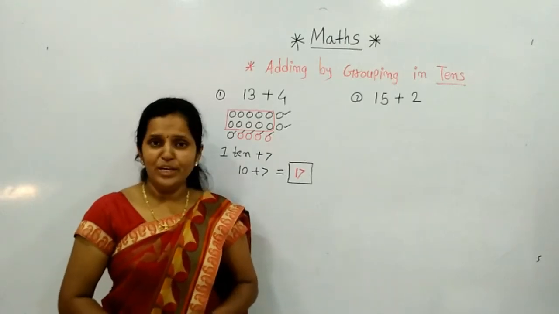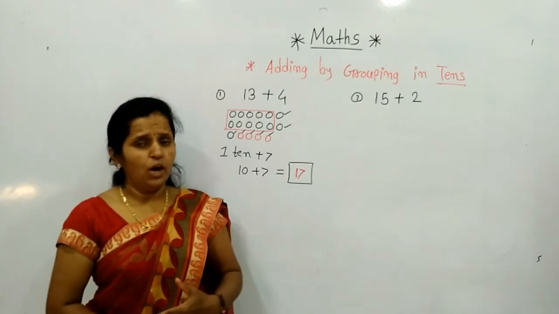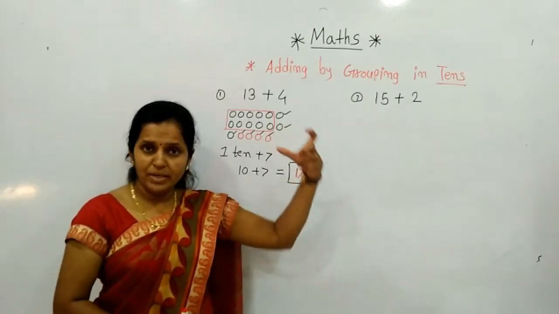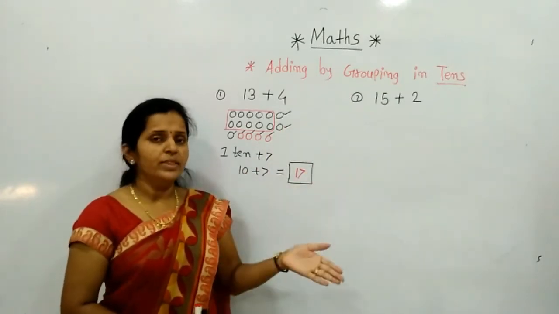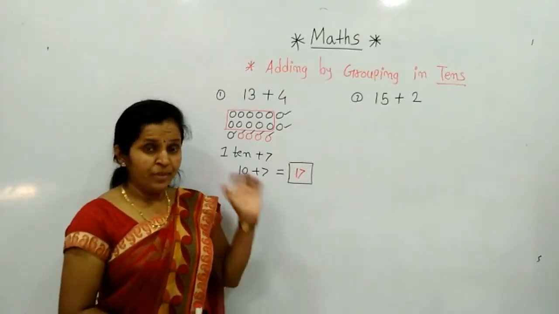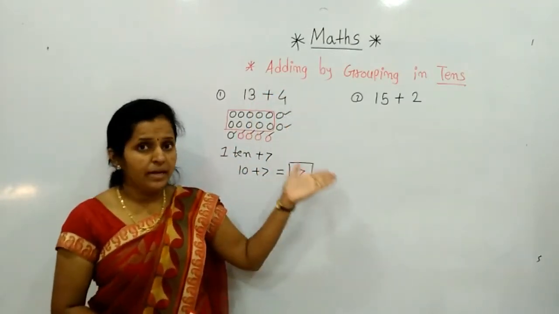Now today we are going to learn addition, but in another way. You know addition: how to do it whenever the numbers are given vertically, horizontally, or on a number strip, with the help of forward counting also. But in this topic, we are doing addition, or adding, by grouping in tens.